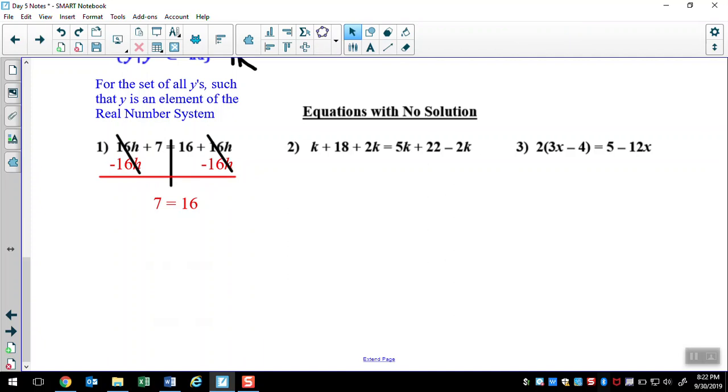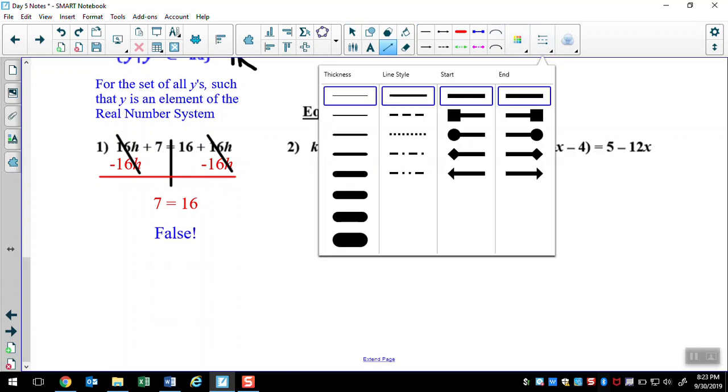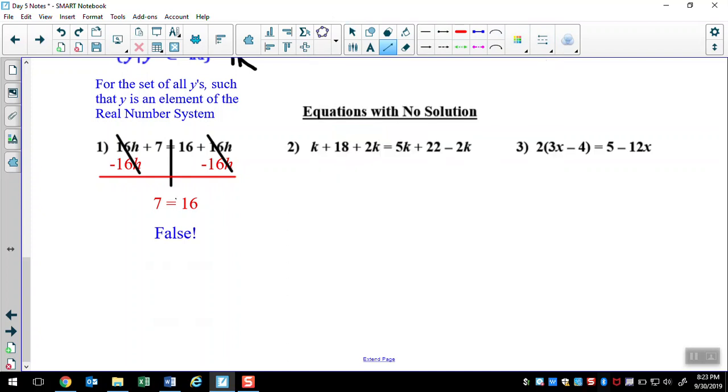Is that true or is that false? Well, that's false. So when we're dealing with math, here's what we need to make sure that we do. When we have something that's not true, 7 does not equal 16, we have to put a slash through our equal sign. So that's a must, because 7 does not equal 16, we put the slash through our equal sign. All right, so this means that there's no solution.